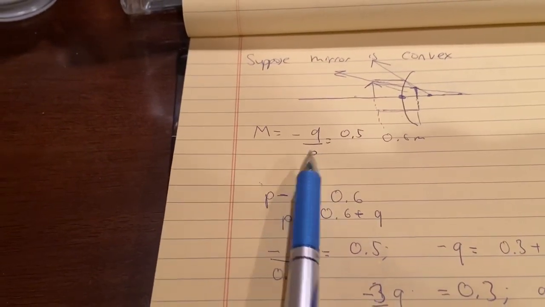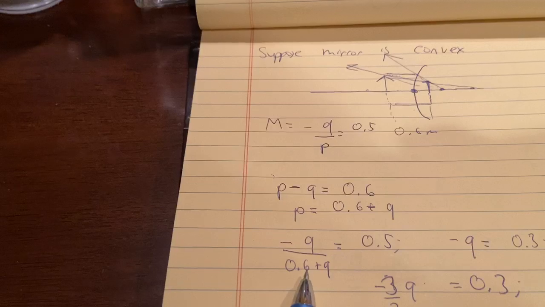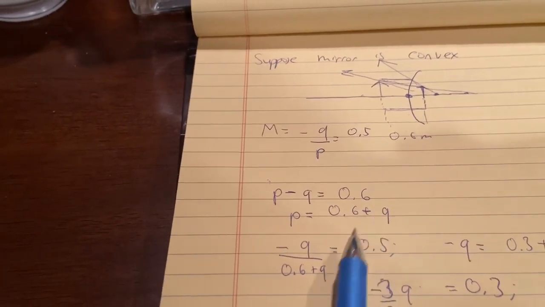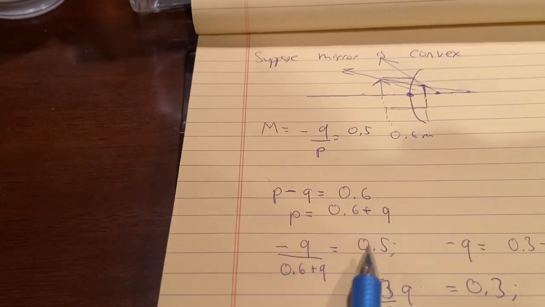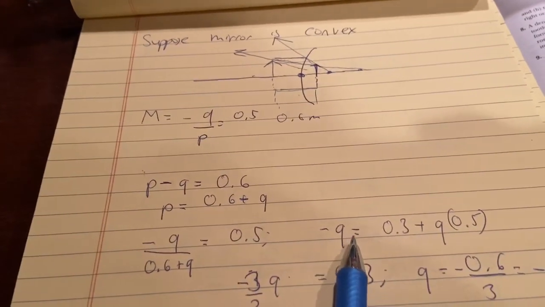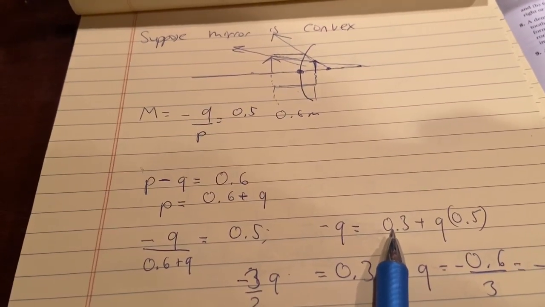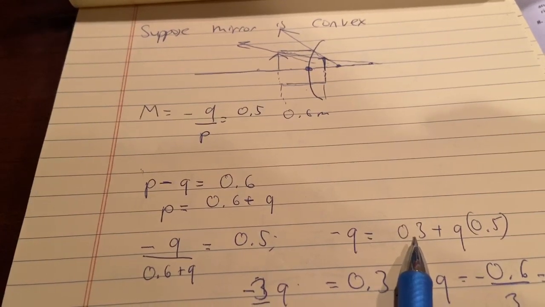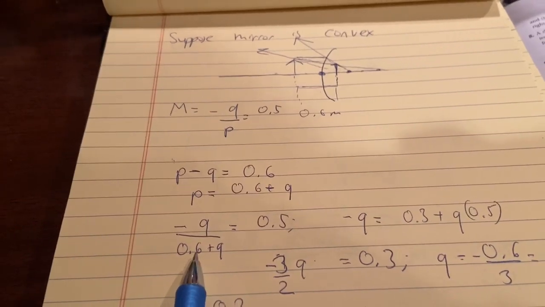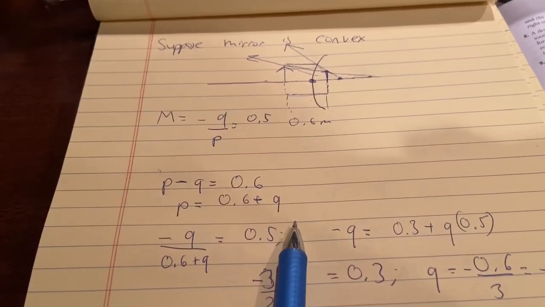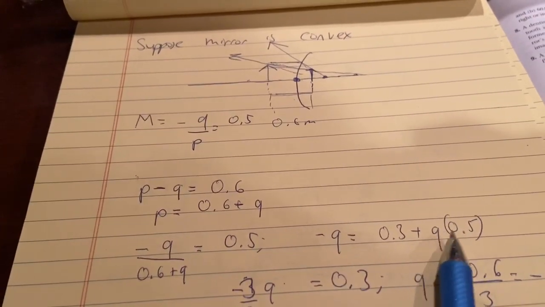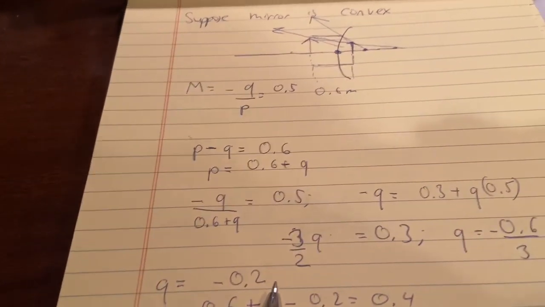We then take the magnification equation and plug in P equals 0.6 plus Q on the bottom. So the magnification 0.5 equals minus Q over 0.6 plus Q. Rearranging that, you get minus Q equals 0.3 plus Q times 0.5, because you take this bottom piece and multiply by 0.5. Half of 0.6 is 0.3, and half of Q is 0.5 times Q.